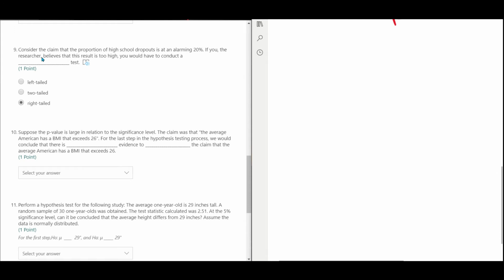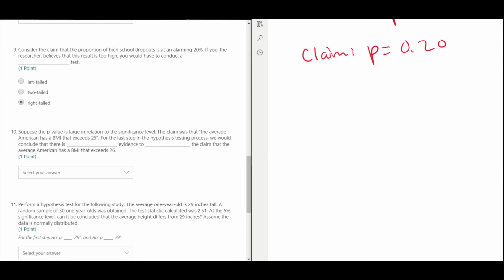Now, number 9, consider the claim that the proportion of high school dropouts is at an alarming 20%. If you, the researcher, believe that the result is too high, you would have to conduct what test? So here the claim is that the proportion is 20%. So this belongs to the null because it's a statement of equality.